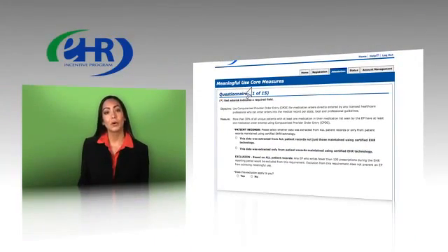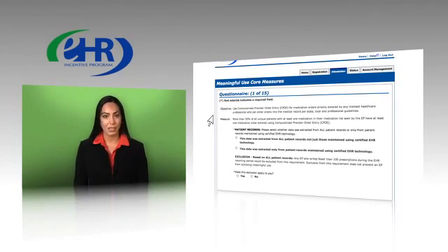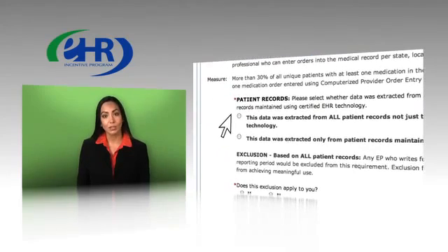The Meaningful Use Core Measures section of the module provides a questionnaire for each of the 15 required core measures. Each question must be completed for this section. The first question focuses on the use of Computerized Physician Order Entry, or CPOE as it is also known. The objective measures that more than 30% of all unique patients have at least one medication that has been ordered through CPOE. You must select whether the data used to support this measure comes from all patient records or just those maintained using certified EHR technology.